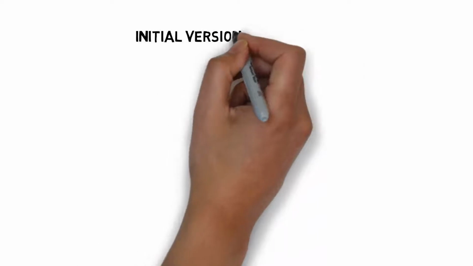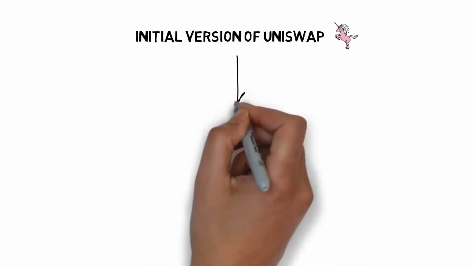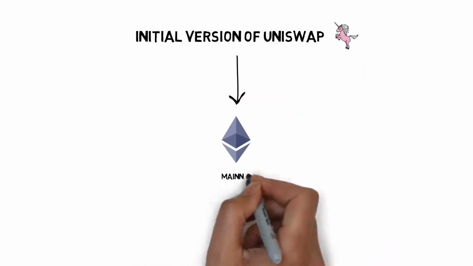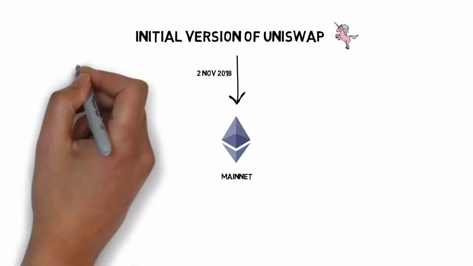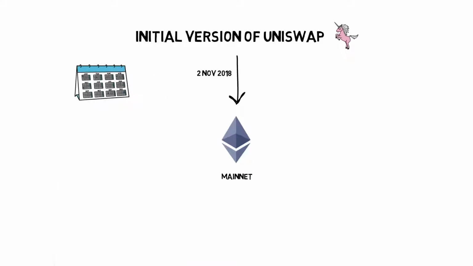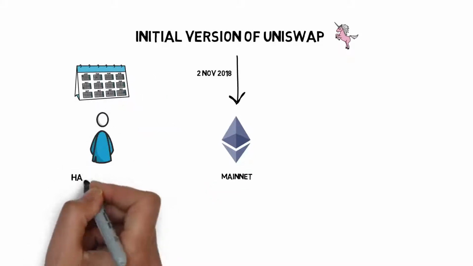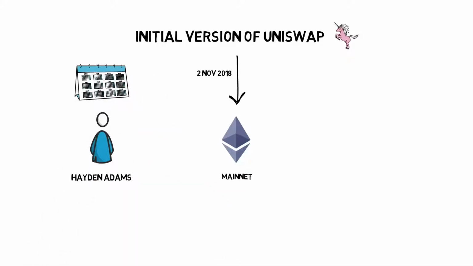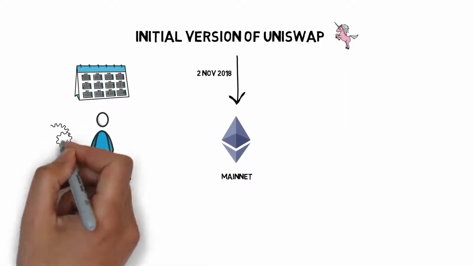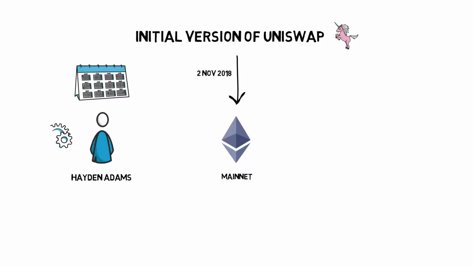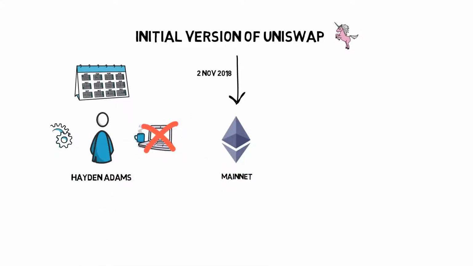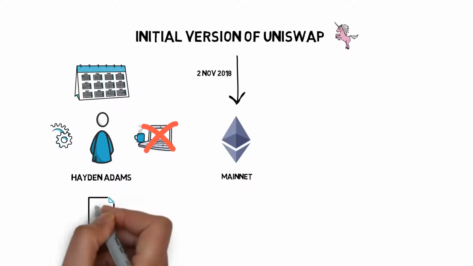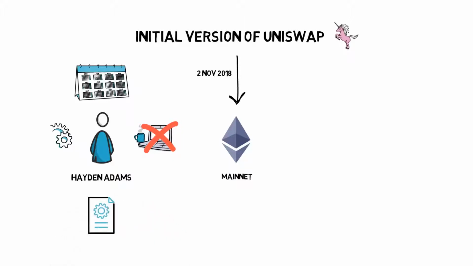The initial version of Uniswap was published to the Ethereum mainnet on the 2nd of November 2018. This was the culmination of over a year's worth of work by its creator, Hayden Adams. What is super interesting is the fact that Hayden, who used to work as a mechanical engineer, started Uniswap without any prior programming knowledge. He learned how to write smart contracts while working on the initial version of the Uniswap protocol.